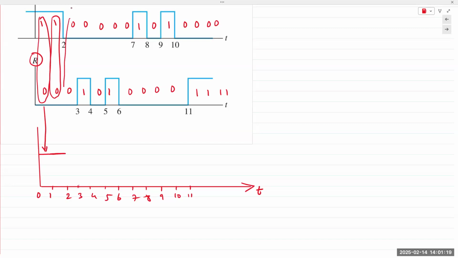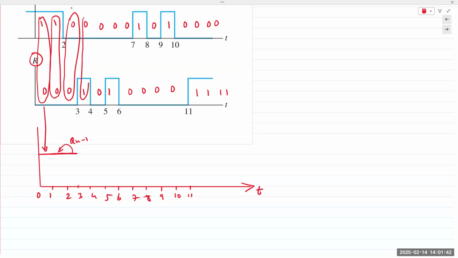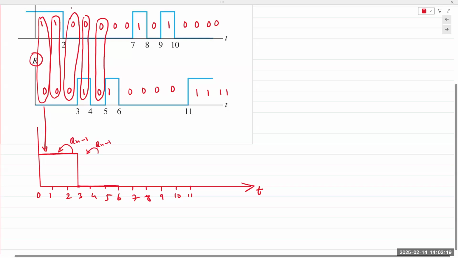Between 2 and 3, both inputs go to 0, 0, but the output does not change. Output remains the same. So Qn minus 1, output remains 1 until 3. Then between 3 and 4, output goes low because my reset input goes high. So if reset goes high, output goes low. Then 0, 0, output remains Qn minus 1, does not change. In this case, previous output was 0. So output again remains 0 between 4 and 5. Then between 5 and 6, reset is still high. So 0. And again 0, 0. So Qn minus 1 between 6 and 7.